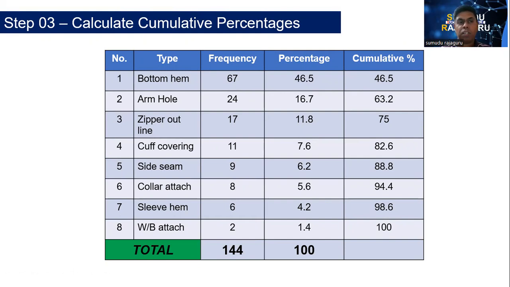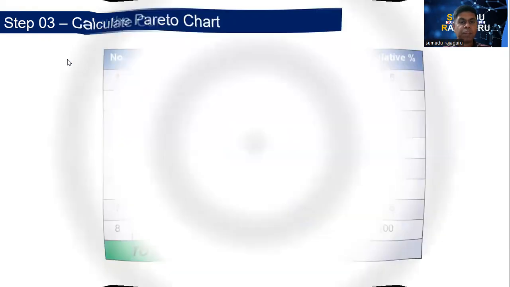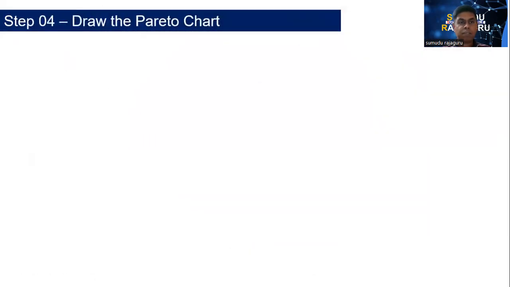Likewise, we have to calculate all the cumulative percentages. Already we discussed 3 very easy steps. The first step is to arrange in descending order. Then we calculate the individual percentage. Then the third step, we calculate the cumulative percentage. We'll move to the fourth step. The fourth step is to draw the Pareto chart.